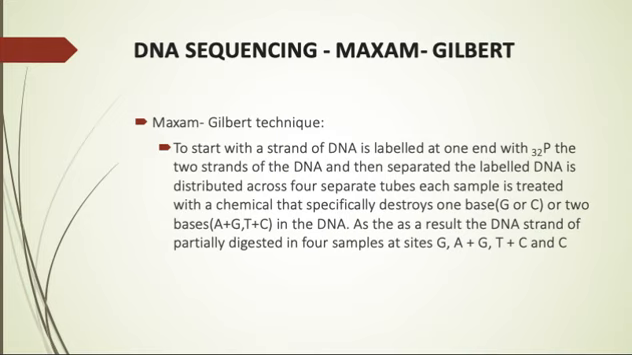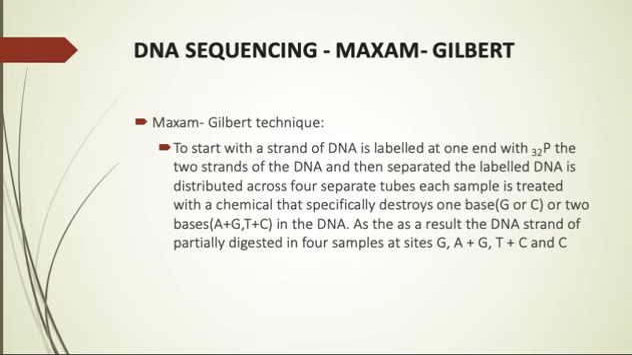So this Maxam and Gilbert method. The first step here is the DNA strand is labeled at one end with a radioisotope. The two strands of the DNA are separated and labeled. DNA is distributed across four separate tubes. Each sample is treated with a chemical that specifically destroys one of the bases. It can be either the G or the C or both the bases, like A plus C or T plus C in the DNA sequence.